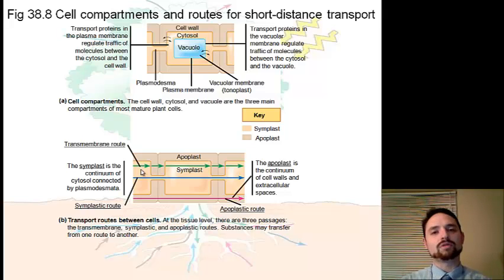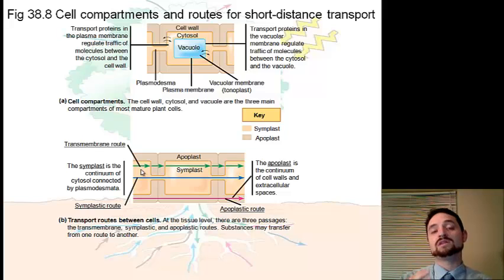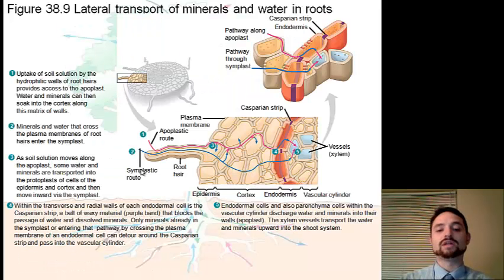Another route, which many people don't think about, is traveling through the cell walls, from one cell wall to the next adjacent cell wall. They butt up against each other. So as a substance gets on this cell wall, it can actually just ride those cell walls out. That is called the apoplastic route. And that apoplastic route is nice, but it can cause problems that the plant has had to develop a solution for. So let's look at that.